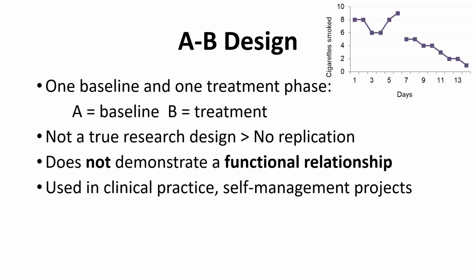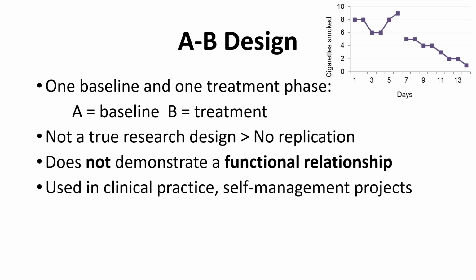So let's start with those A-B designs. And so here our A is the first stage, the first phase of our research. So that's usually a baseline. And then B is going to be some kind of treatment. So it's phase A and phase B. We have baseline and then we have treatment. And because it's just 1A and then 1B, we have one round of baseline and then treatment.